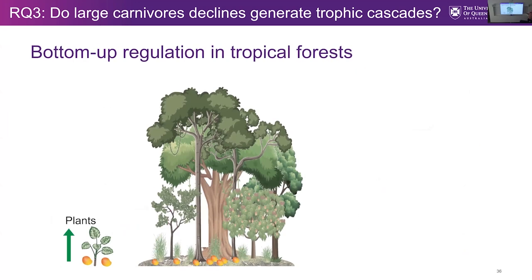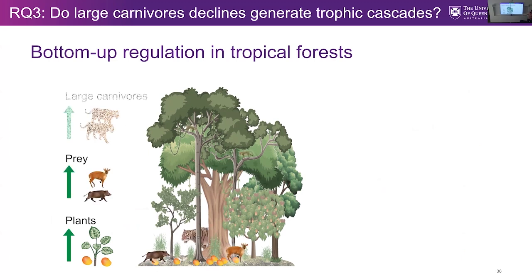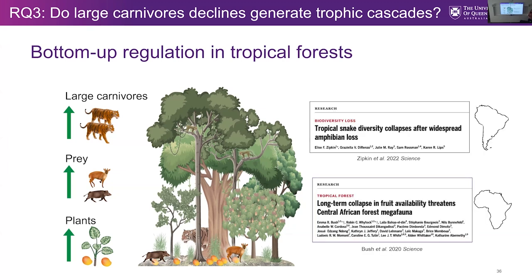So to briefly introduce bottom-up regulation, it understandably starts at the bottom of the food web, where plants support abundant prey populations, which then support abundant large carnivore populations. And this cascade with effects in the same direction, so positive, positive, positive across trophic levels, is known as the bottom-up cascade. And it's interesting to note that bottom-up cascades have been observed in tropical forests in South America and Africa, but this is one of the first tests of bottom-up cascades in Southeast Asia's tropical rainforests.